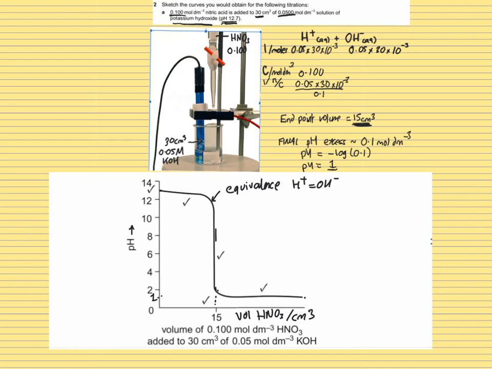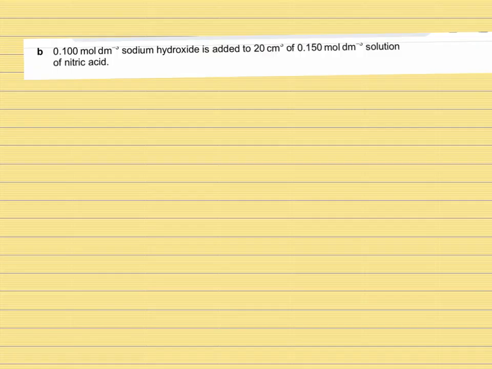And because this is a strong acid, strong base titration, you could have chosen either phenolphthalein or methyl orange. Either indicator was suitable because their end points change well within this vertical part of the curve. This here is a strong acid, strong base.